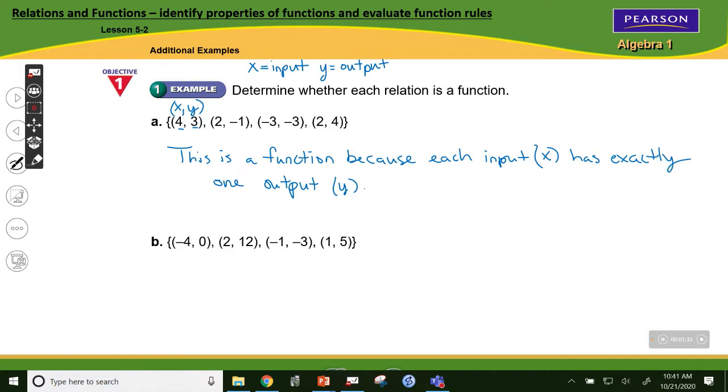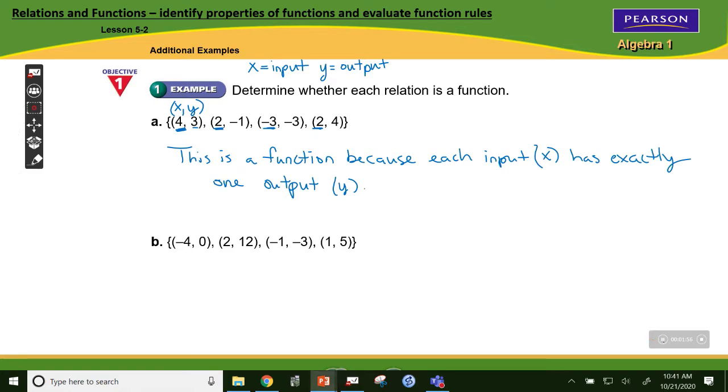So I've written that this is a function because each input x has exactly one output y. Another way to quickly check, and this is just a quick eyeball check that works 99 times out of 100, is to look at the first value each time: 4, 2, -3, and 2. And I realize I just screwed up. This is actually great because I didn't look close enough.